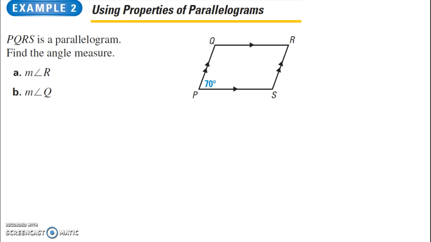They want us to find the measures of angle R and angle Q. We have two properties on angles. One says opposite angles are congruent. The other one says consecutive angles are supplementary. So opposite angles means P and R must be congruent. Therefore, R is going to be 70 degrees, and that's because opposite angles are congruent in a parallelogram. And P and Q have to be supplementary, meaning adds to 180. This is 70, so this would have to be 110, and that's because consecutive angles are supplementary.